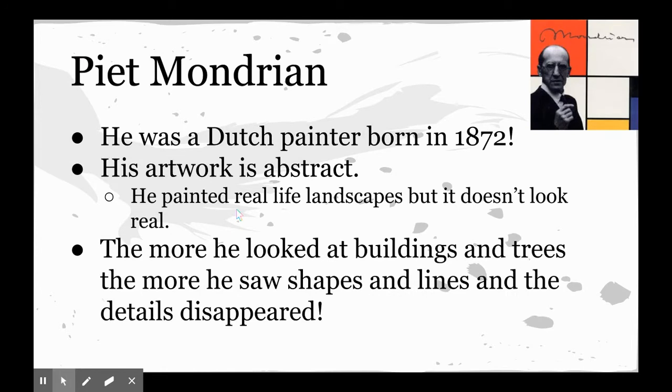So Mondrian was a Dutch painter born in 1872, and his artwork is abstract, which means that it doesn't really look like something. What he would try to do is paint real-life landscapes, but it didn't really look real. What he realized is the more he looked at buildings and trees, the more he started to see shapes and lines, and details all disappeared.